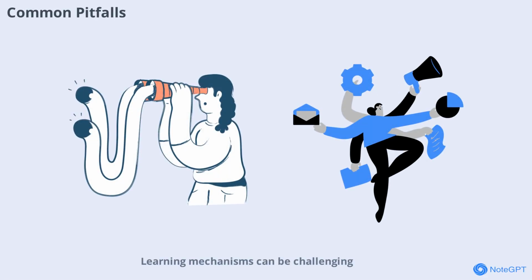Learning mechanisms can be challenging. Common pitfalls include misplacing arrows, overlooking intermediates, or confusing similar reaction types. Practice and careful analysis are key to mastering mechanisms. Remember, every arrow and step must make chemical sense, and checking your work helps avoid mistakes.